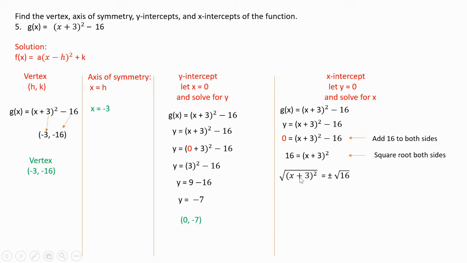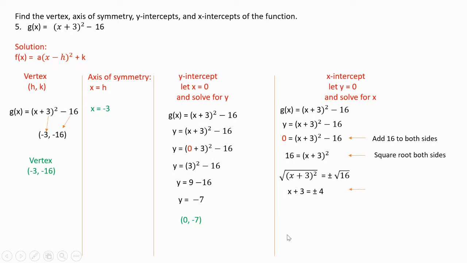I like to put what I'm solving on the right side, right? This is the same thing as here, right? So if I take the square root here to both sides, it's going to be the square root of (x plus 3) squared equals plus or minus the square root of 16. So the square root and the square eliminate each other. So we have x plus 3 equals plus or minus 4.